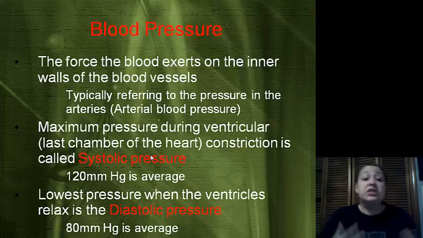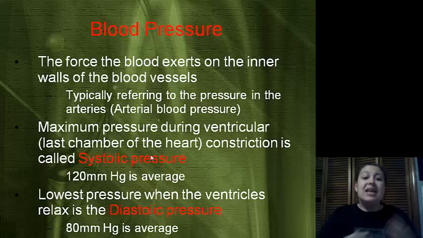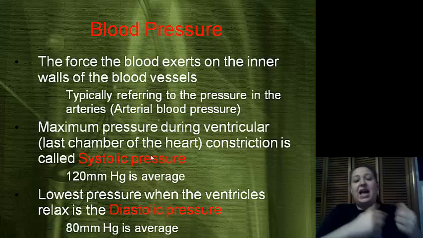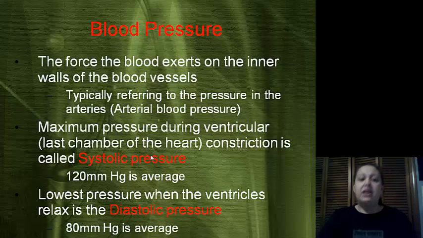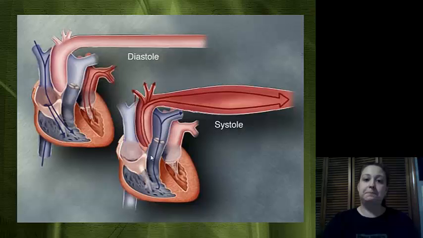Blood pressure is the force exerted on the inner walls of the blood vessels, more typically referred to as arterial blood pressure, because we're talking about the pressure put onto the arteries going from our heart into the body. Our maximum pressure is when our ventricular contraction occurs, or the ventricle side of our heart forces the blood out into the rest of the body. It is known as systolic pressure. When that ventricle is relaxed, we have the lowest amount of pressure, and that is called diastolic pressure, and that is around 80 millimeters pressure.